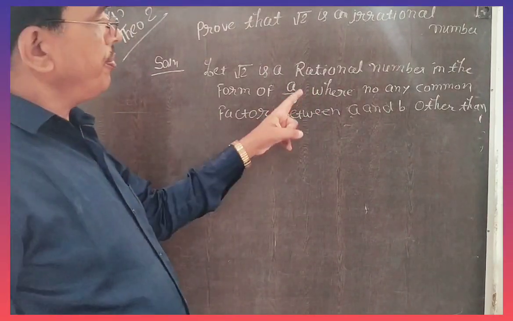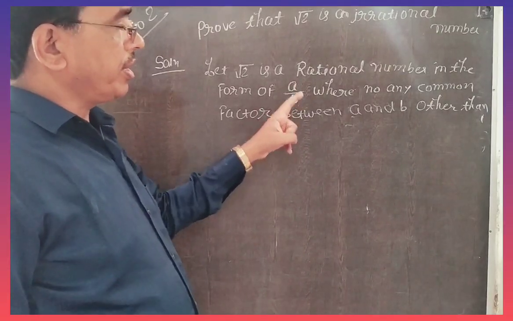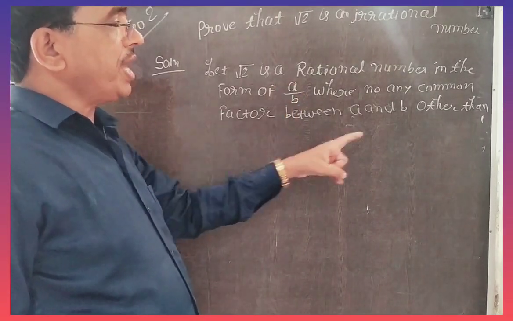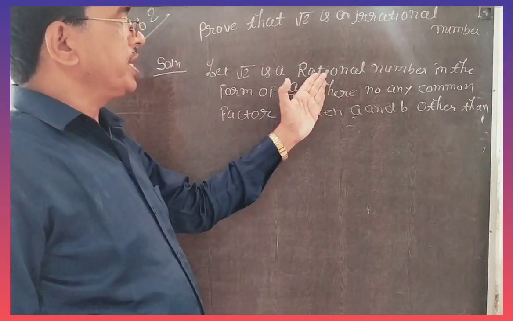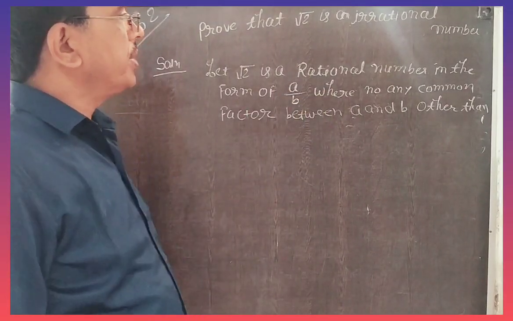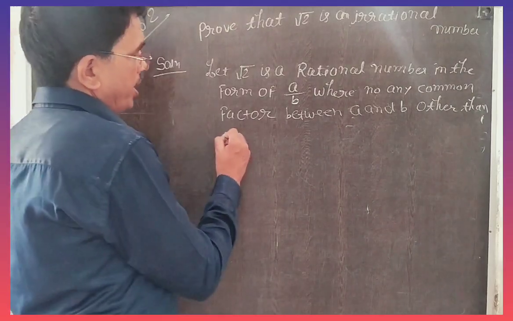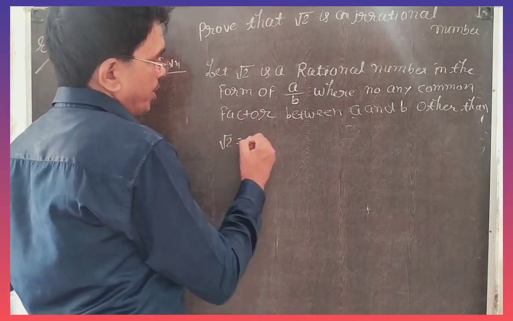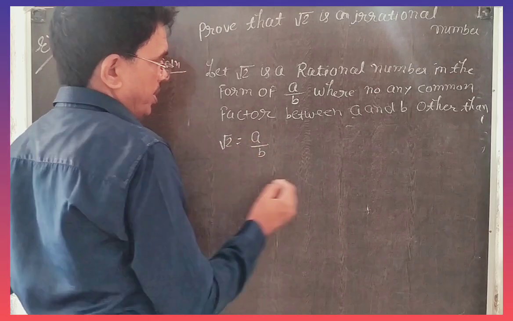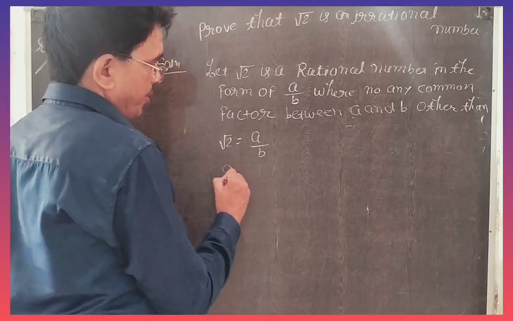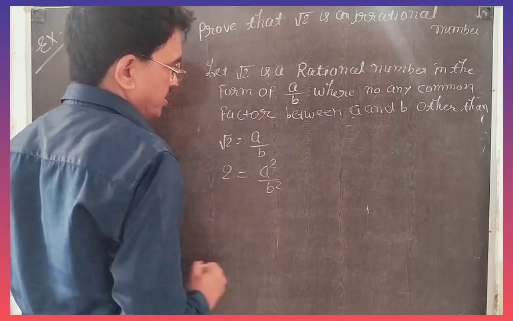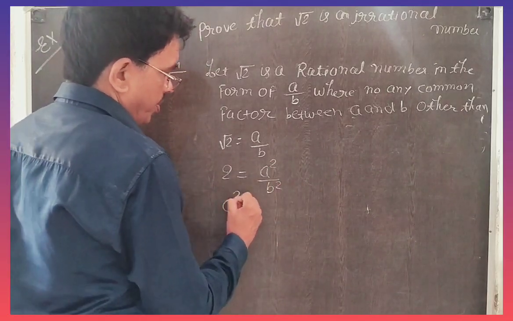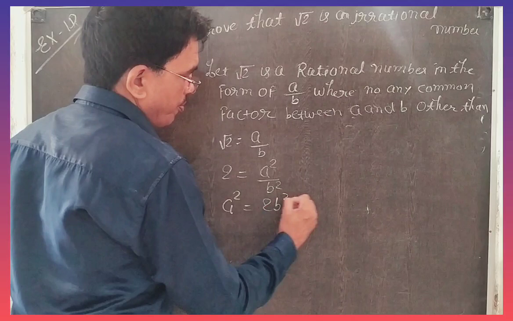Dear student, now we contradict here that there is a common factor between a and b other than 1. Then it is wrong. So when it is wrong, then it is rational, so the other number is irrational. So we write, let root 2 is equal to a by b. Squaring both sides, you get 2 is equal to a square by b square. So a square is equal to 2b square.